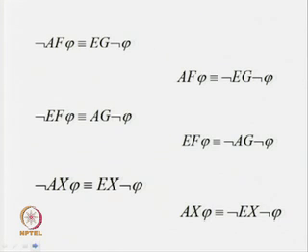This is one equivalence that we have got: not of A F phi is equivalent to E G not of phi. So, if you take the negation of these two formulas, then we will find that A F phi will be equivalent to not of E G not of phi. That means, the formula A F can be expressed by E G. Similarly, the second one that we have already seen, not of E F phi will be equivalent to A G not of phi. So, if you take the negation on both sides, E F phi will be equivalent to not of A G not of phi.